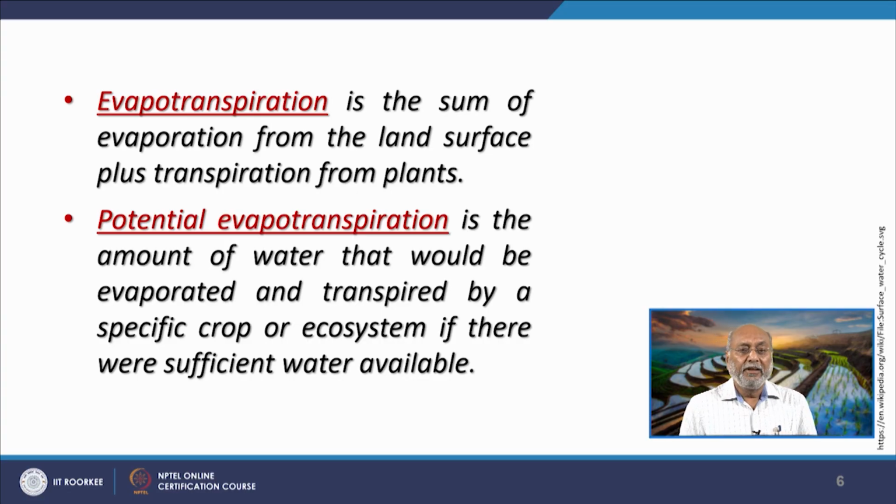So, it is time to define it: this is the amount of water that would be evaporated and transpired by a specific crop or ecosystem if there were sufficient water available. Nowadays, in agriculture, I would use the term technology. So, in agricultural technology, these are the things which are being estimated as accurately as possible and in advance, employing satellite technology, drone technology, GIS and other tools. So, for a specific crop, we can estimate when it will require more water or less water, and accordingly the irrigation can be planned.